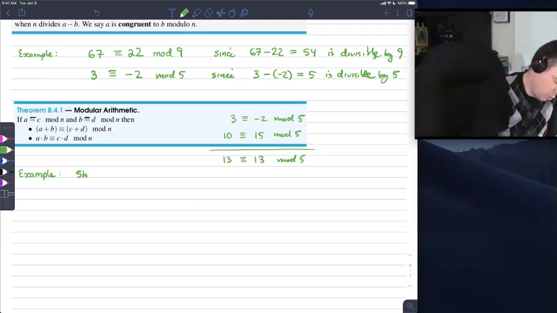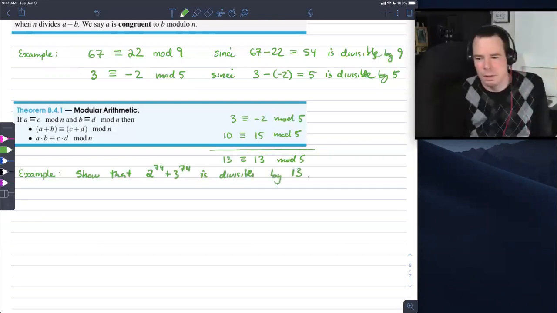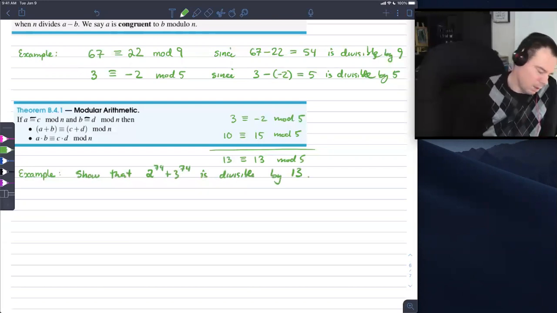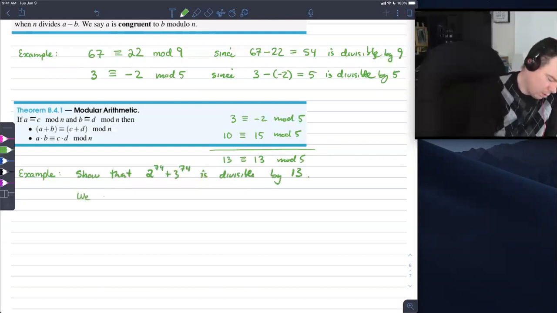We are going to show that 2 to the 74 plus 3 to the 74 is divisible by 13. Now, I deliberately chose numbers that are huge so that we couldn't just work them out by hand and factor and see if 13 divided into it. So we have to think about how we can do this.